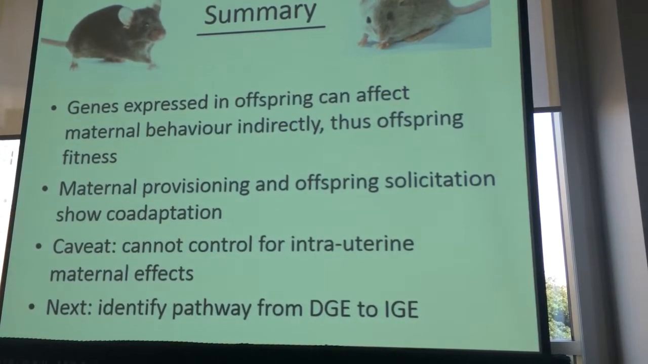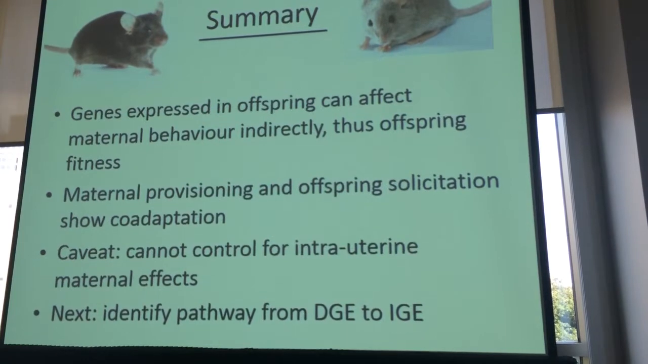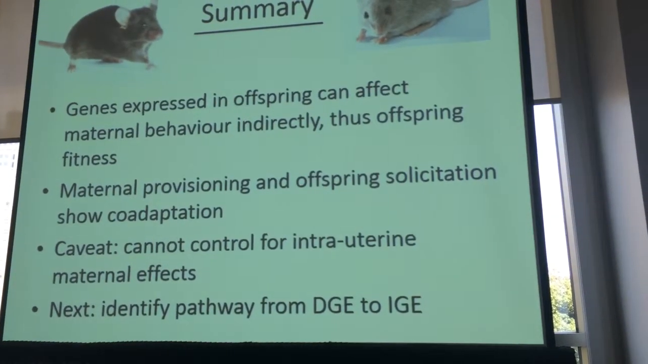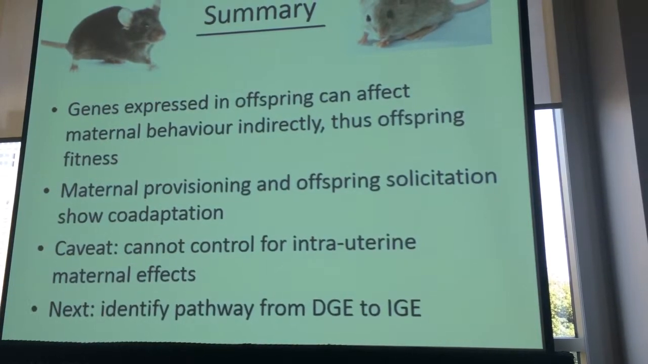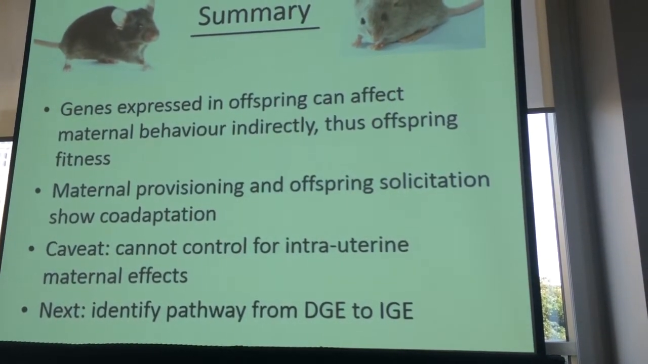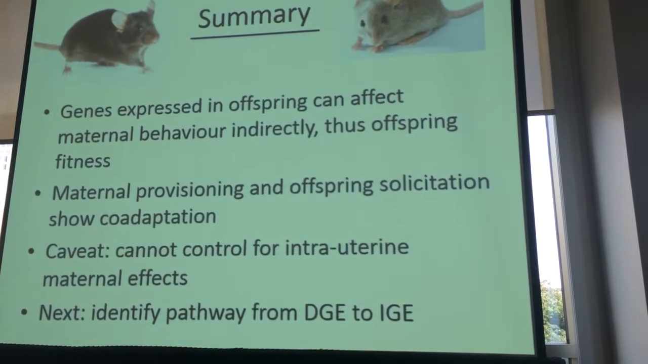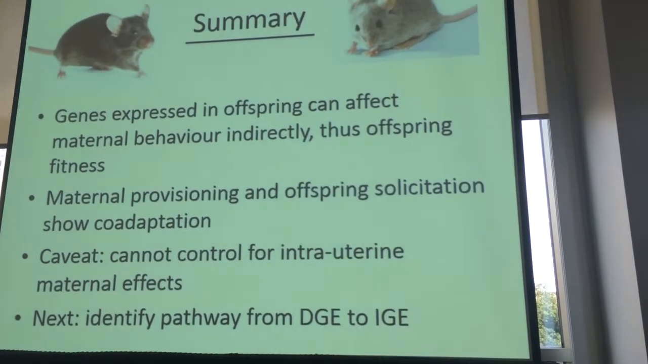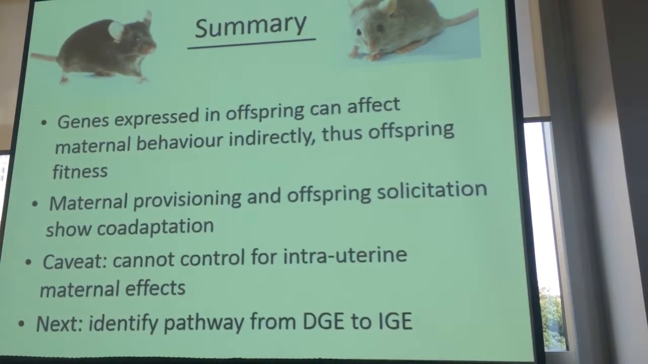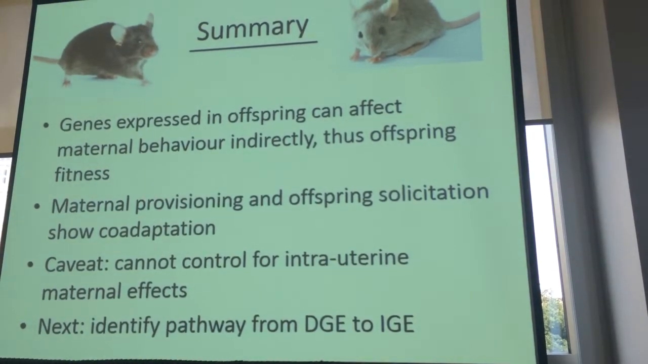The main problem with the study, caveat here, is that we cannot control for intrauterine maternal effects. So remember that the way that we set it up is, of course, we want to control for genetic variation either in the parent or in the offspring. We can do this all once the pups are born, but we can't do very much about intrauterine maternal effects. It's just experimentally not feasible in a genetics experiment.